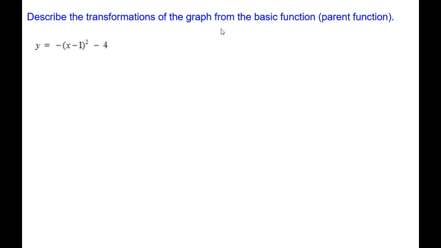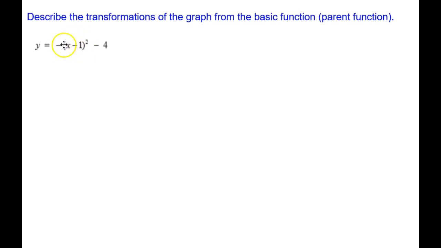Next example, we want to describe the transformations from our parent function y equals x squared. So we have the function y equals negative the quantity x minus 1 squared minus 4. Again, I'm looking at the end for any vertical translations. We're subtracting 4, so this means we have a vertical translation. We're moving every value down 4 units.